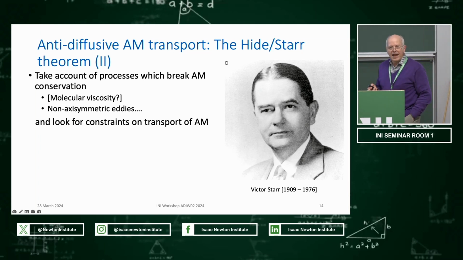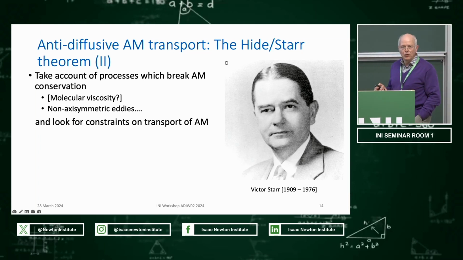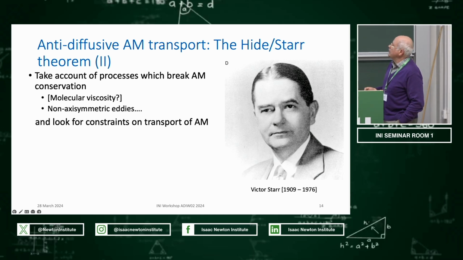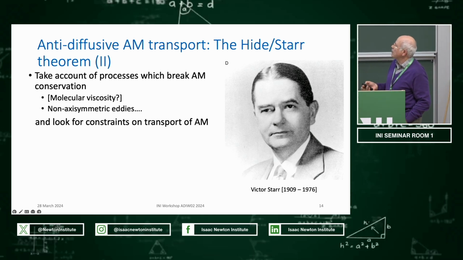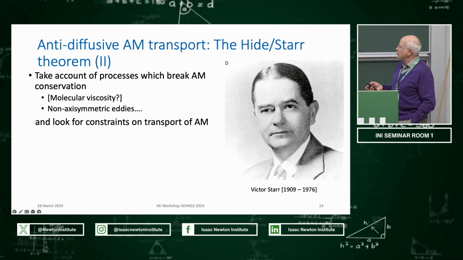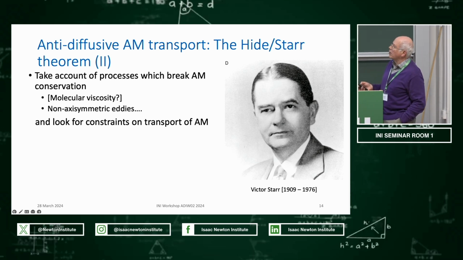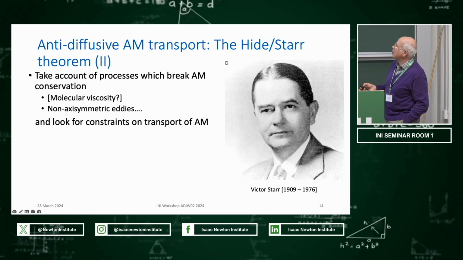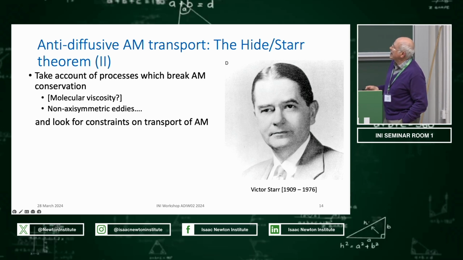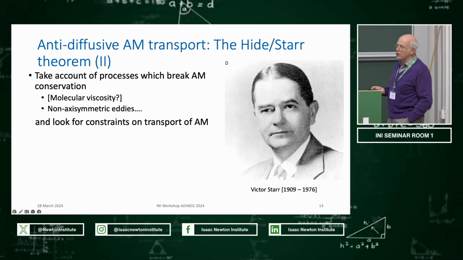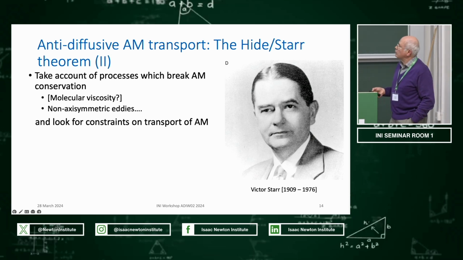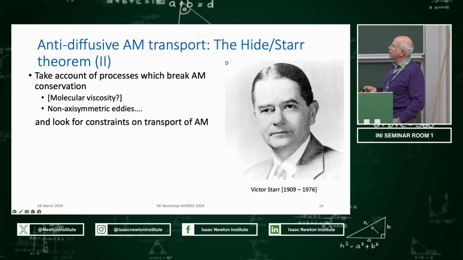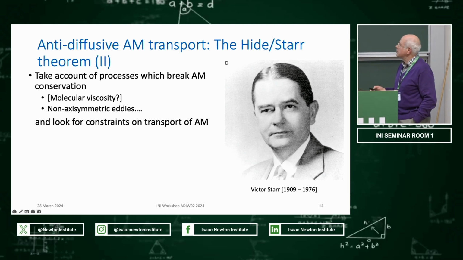So how can we account for all of this? And where does anti-diffusion come in? Well, the anti-diffusion ideas come in essentially through a theorem which was developed partly by Raymond Hide, partly by Victor Starr, another famous name in atmospheric fluid dynamics. The object is to take account of processes which break angular momentum conservation, which could be molecular viscosity, or they could be due to non-axisymmetric eddies, and we look for constraints on the transport of angular momentum.